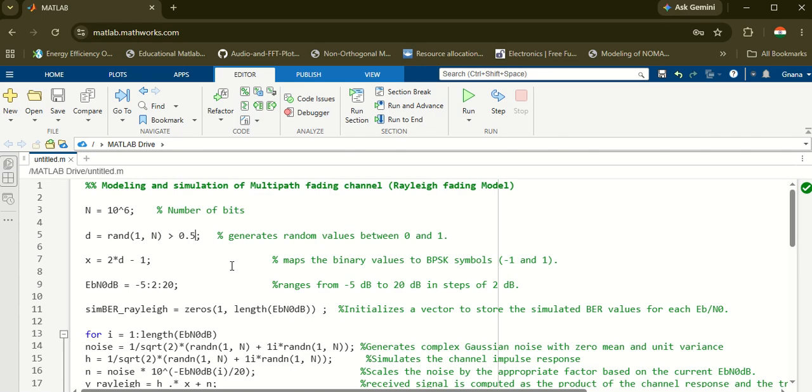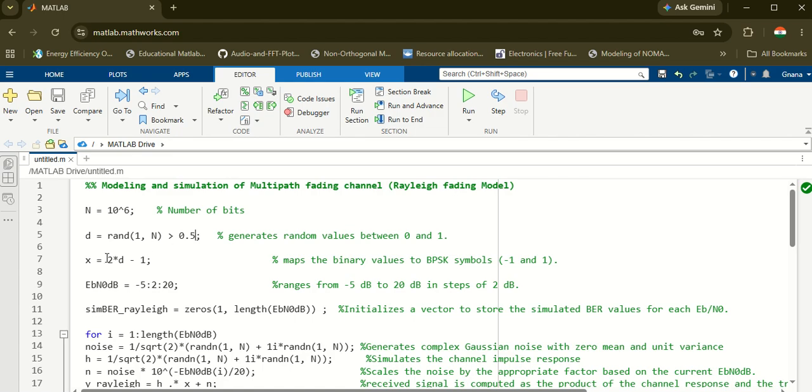For that I am considering capital N number of bits, that is 10 power 6 bits. These 10 power 6 bits are randomly generated using this command rand(1,N), which is a vector of size 1 cross N. So it generates random values between 0 and 1. If my value is less than 0.5 it is assumed as 0, and if my value is greater than 0.5 it is assumed to be 1. So randomly it generates binary ones and zeros.